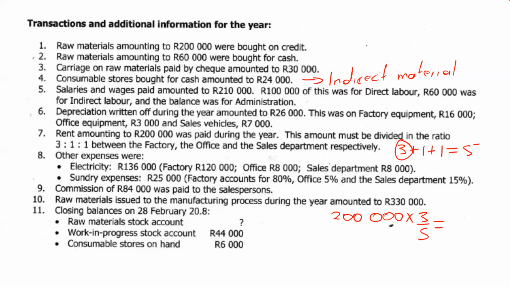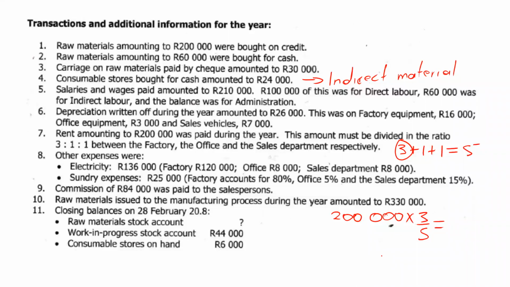200,000. Now in this case, our rent that will go to the factory will simply be 120,000. So if you want rent that goes to admin, they said admin will be for office. You will simply take the same 200,000, but in this case, you will simply multiply it by 1/5, and it will give you the amount that goes to admin. In this case, let's check how much will go to admin. So the amount that will go to admin will simply be 40,000. Okay, this does not make sense. I have to recalculate how much went to the factory.